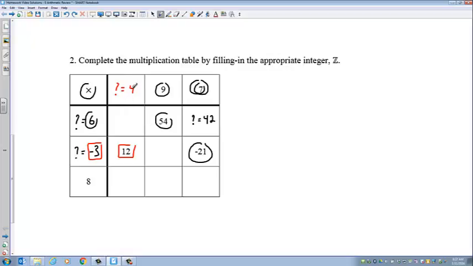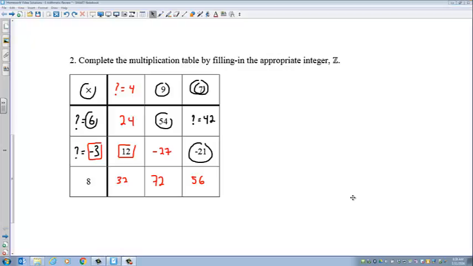And then we can take this 4 times 6 and get 24 here. We can take 9 times negative 3, get negative 27 there. Take 4 times 8, we get 32. 9 times 8, which is 72. And finally, 7 times 8, which is 56.